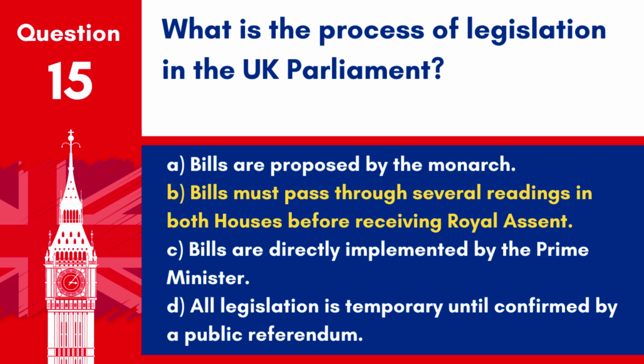Answer: B. Bills must pass through several readings in both houses before receiving royal assent. The legislative process in the UK Parliament involves multiple readings and debates in both the House of Commons and the House of Lords, followed by receiving royal assent to become law.